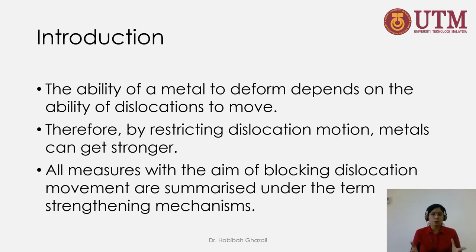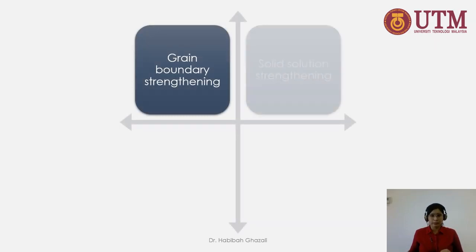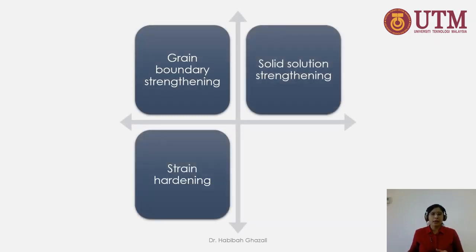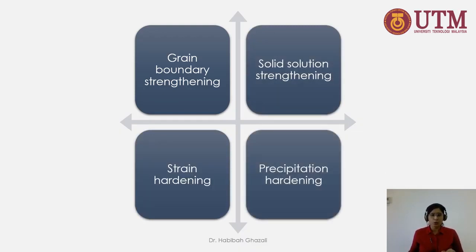All measures with the aim of blocking the dislocation from moving are summarized under this topic and under the term of strengthening mechanism. There are 4 mechanisms to strengthen metallic materials. The first one is grain boundary strengthening, then solid solution strengthening, strain hardening, which is also known as cold working, and also precipitation hardening. In this lesson, we will talk about all these 4 strengthening mechanisms. I will start with grain boundary strengthening.